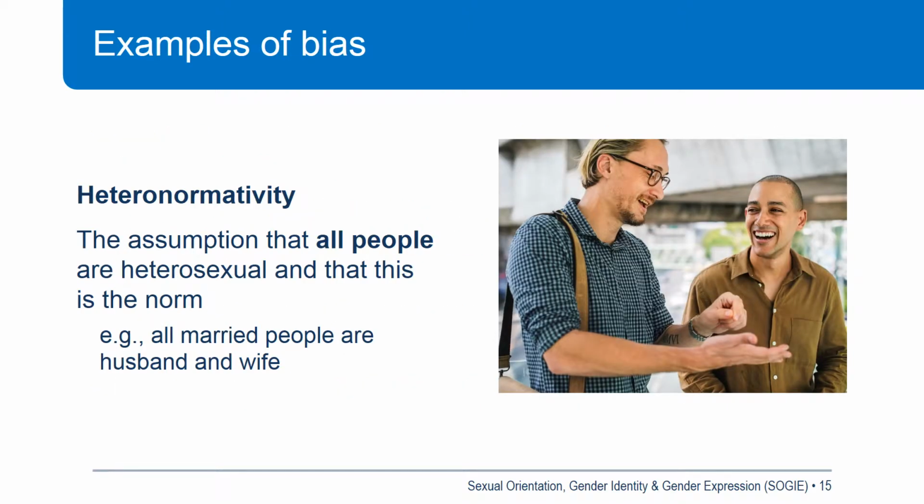I'd like to give you some examples of bias to help understand why the concept of unconscious bias can help us provide safer and more welcoming care. The first one is heteronormativity. This is the assumption that all people are heterosexual and that this is the norm. So for example, all married people are husband and wife. Sometimes we use unconscious bias and it means that we treat people differently and often negatively.